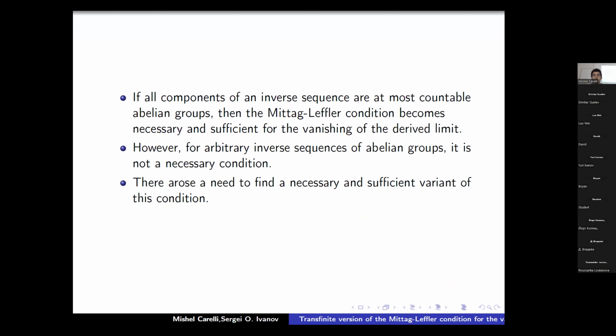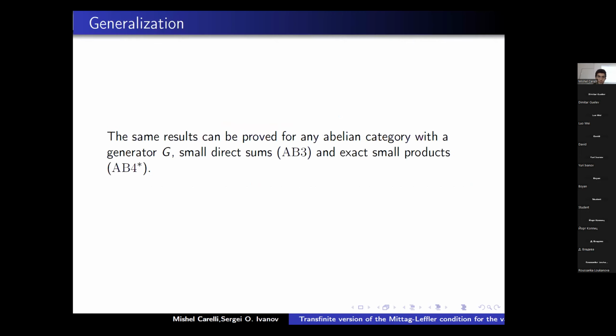But if we deal with the case of non-necessarily countable abelian groups, then this condition is not necessary. So we are trying to find a necessary and sufficient condition, one that would be equivalent to the vanishing of the derived limit.